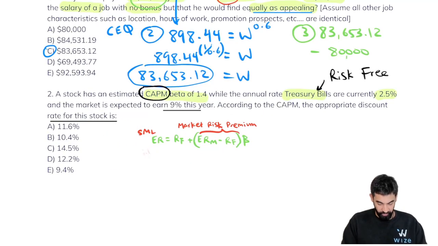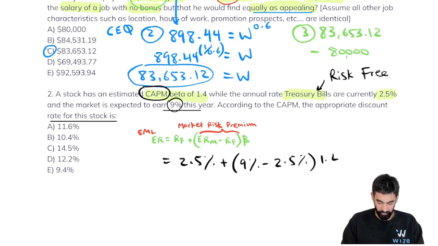So in this case, which numbers do we have? Well, we have the risk-free is 2.5%. Here you could put it as a decimal, 0.025, or you could just leave it as a percentage. Doesn't make a difference. It'll give you the same answer. The expected return on the market is 9%, minus the risk-free is 2.5%, times the beta is 1.4. And that's it. That'll give you the K, or that's called the appropriate discount rate.